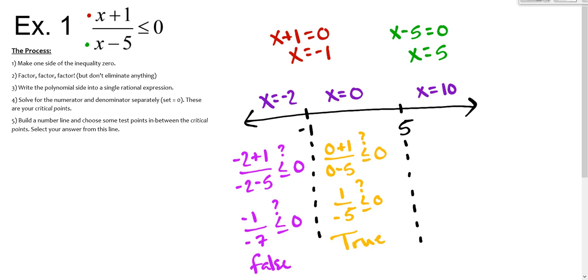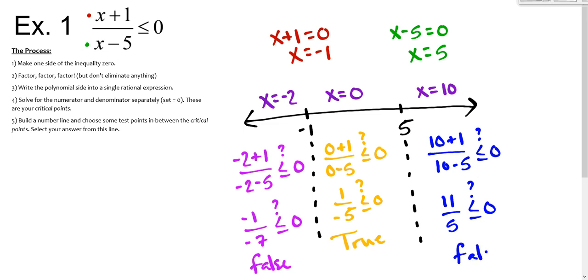Thirdly, I'm going to go back and look over here, and I'm going to plug in the number 10. Okay, so I just arbitrarily chose 10. Could you have picked 6 or 7 or 8 or 9? Sure, I picked 10. So we're going to substitute this 10 in. So 10 plus 1 over 10 minus 5, and we're asking the question, is that less than or equal to 0? Well, 10 plus 1 is 11 over 5. Is that less than or equal to 0? You don't even really need to know what this value is. It's positive. Are positive values less than or equal to 0? No. So here's another false.